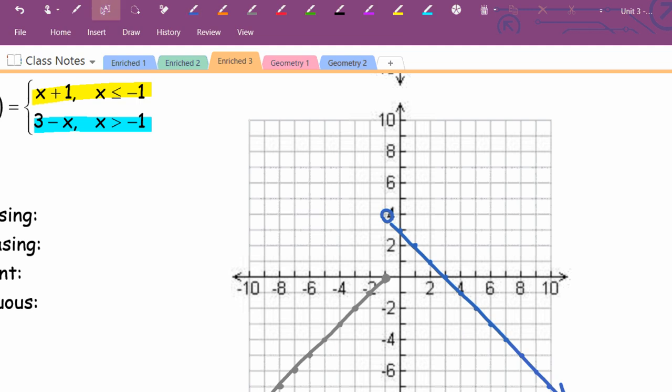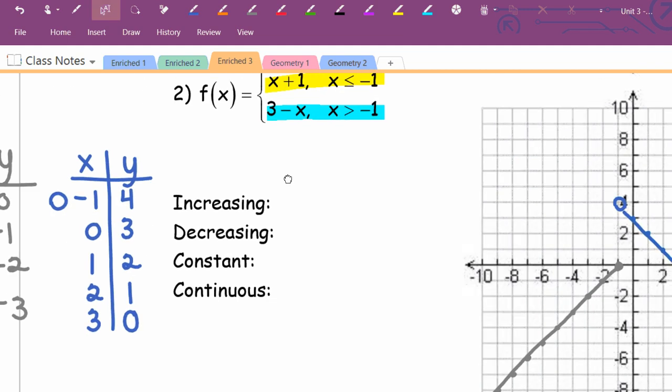Now, if I'm going through and looking at this, from where to where is this function increasing? Hands up, please, if you can tell me. From where to where would this function be increasing? Carson? Perfect. It's increasing from -infinity to -1. Where is this function decreasing? Molly, what would you say? -1 to positive infinity. When is this function constant? Bruce? Never.